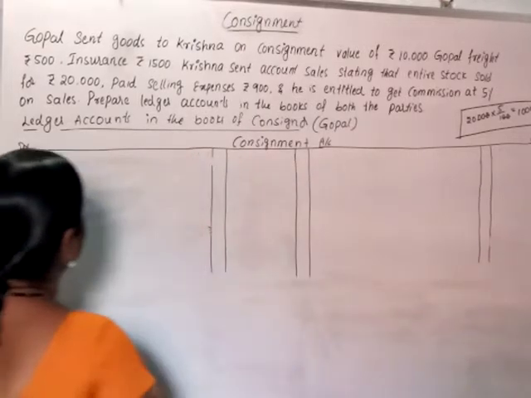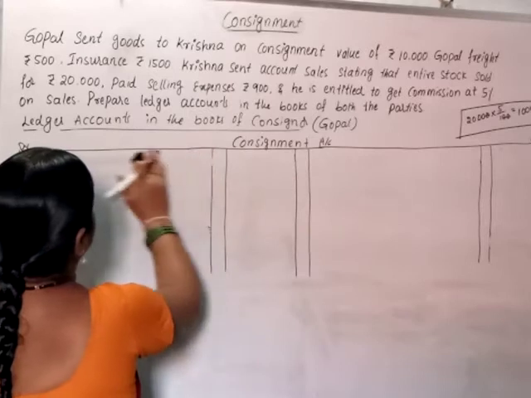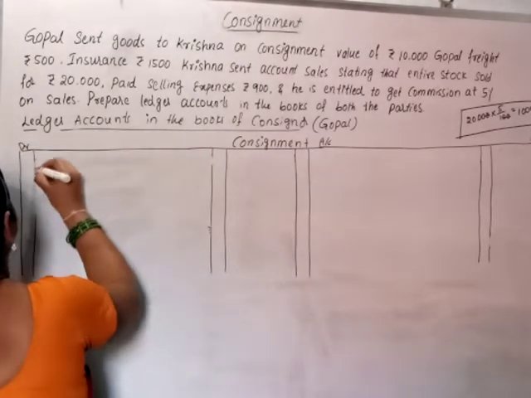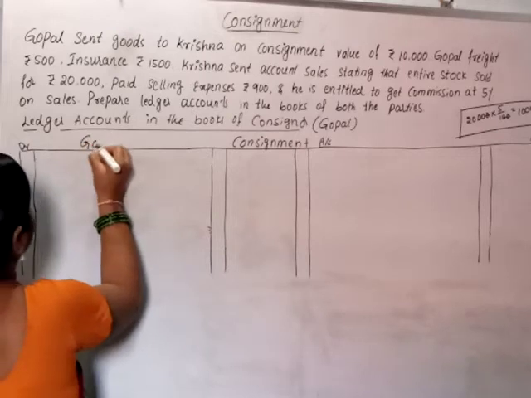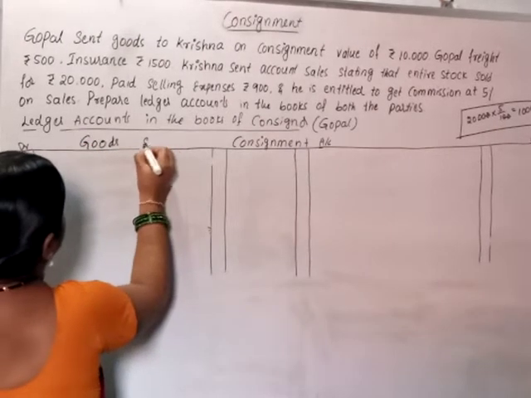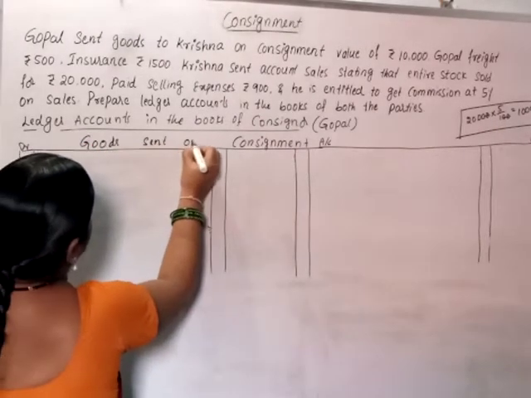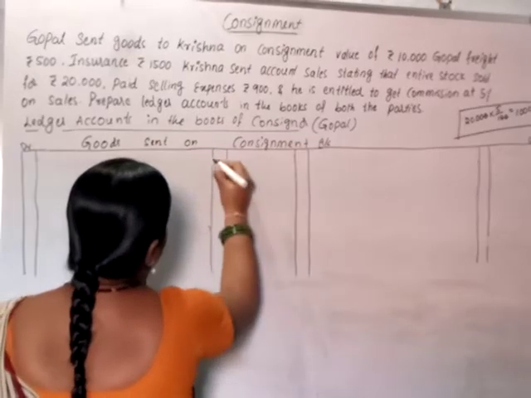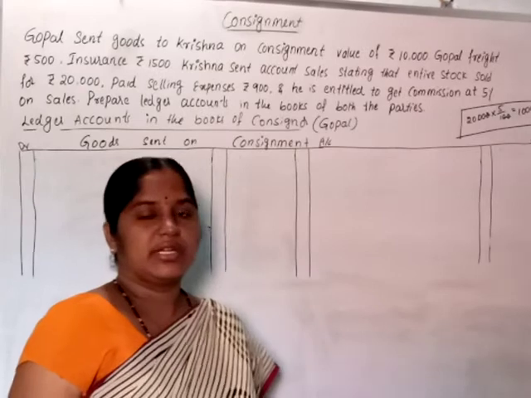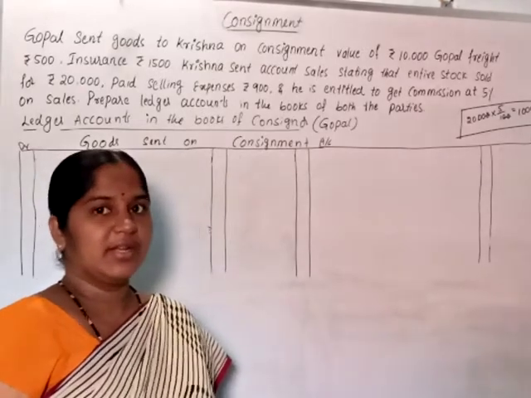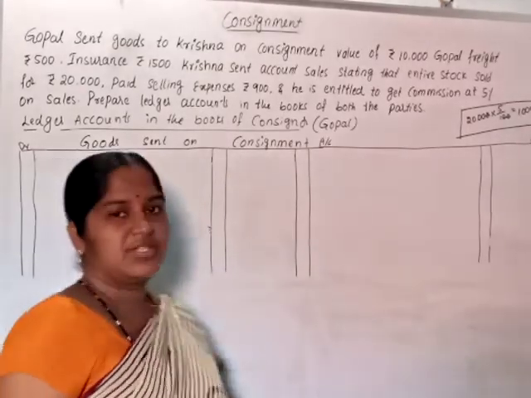Now come to the third account, goods sent on consignment account. Write the title now: goods sent on consignment account. For the goods sent on consignment account, only one entry is affected. That is the first journal entry only.